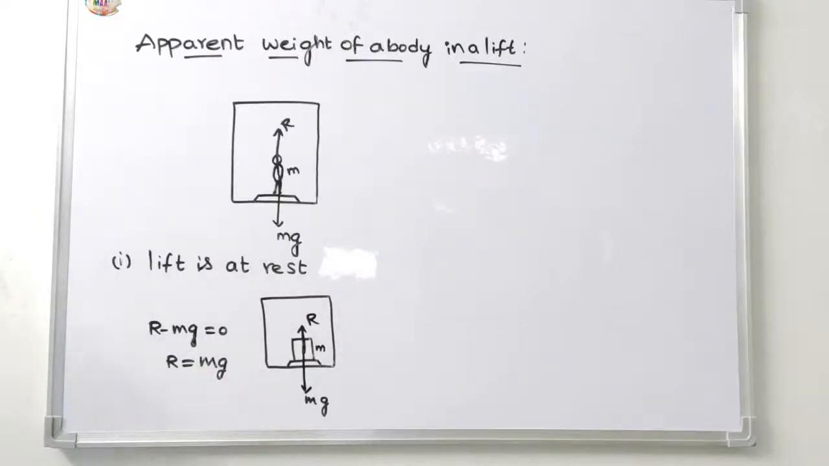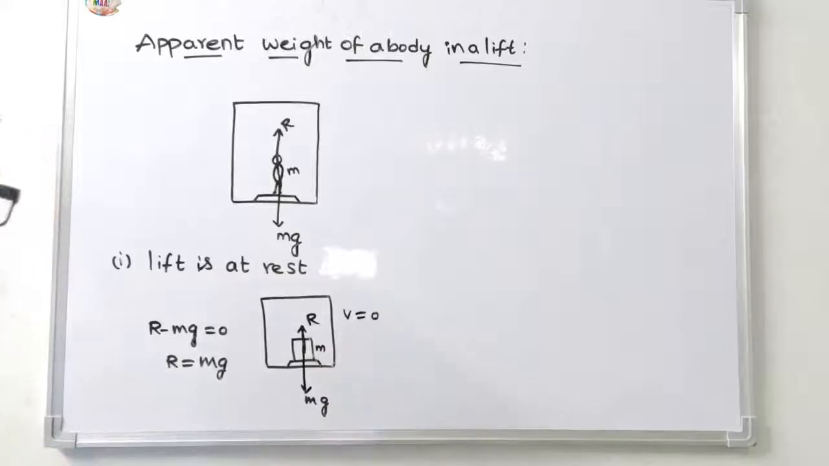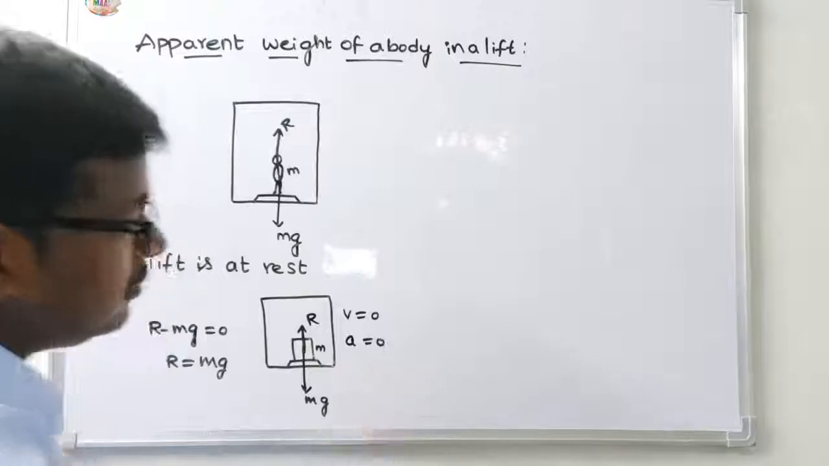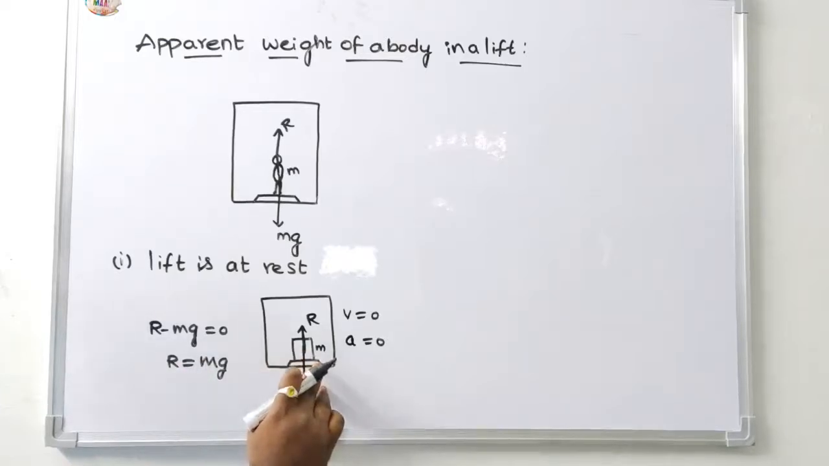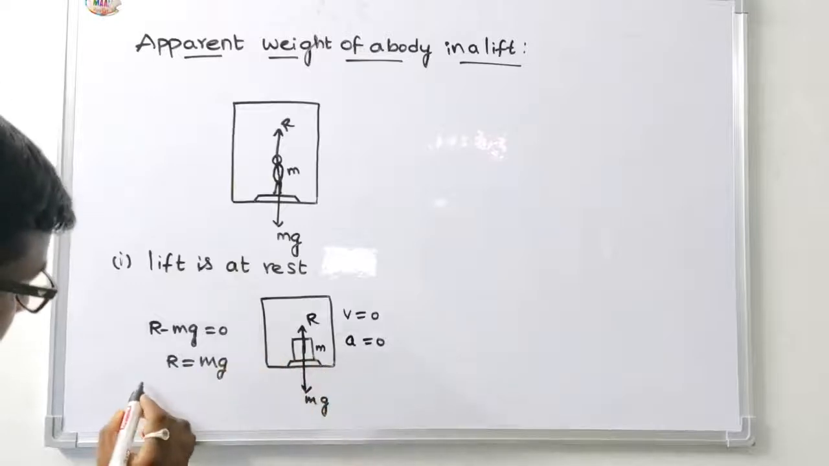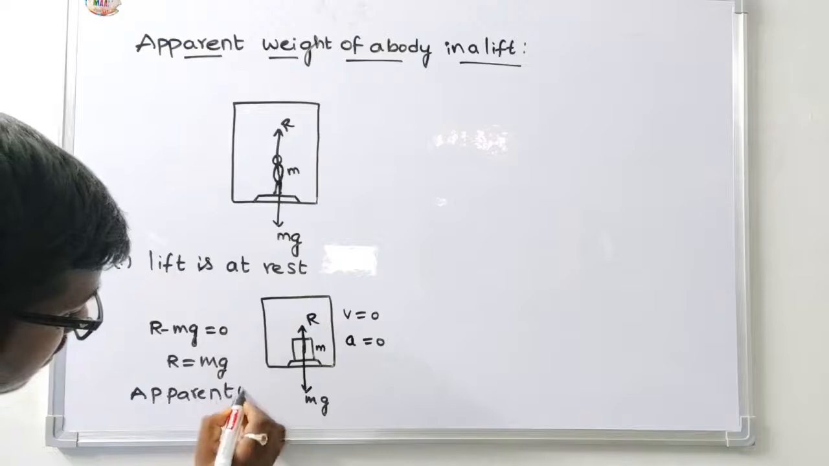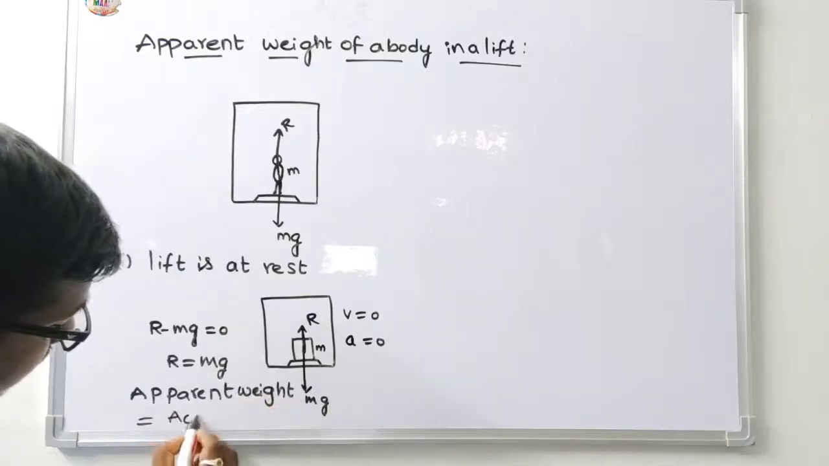In this, the lift is at rest. Velocity V is equal to 0 and acceleration is equal to 0. R minus mg is equal to 0, then R is equal to mg. In this case, apparent weight is equal to actual weight.